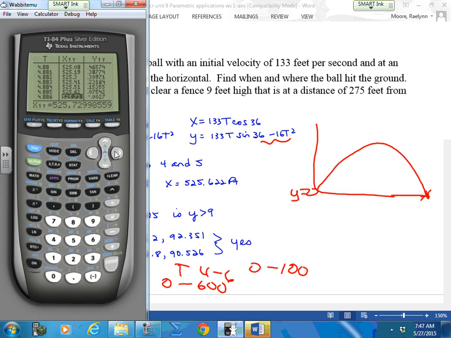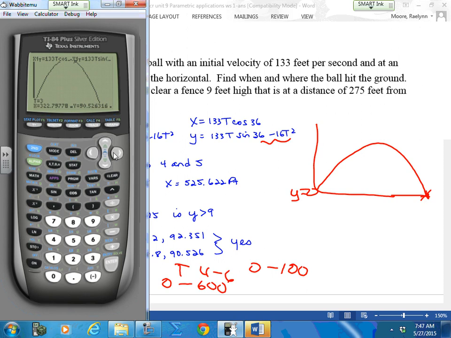So you have a number of ways to do this. Go back and trace and see how close this x can get to 275. Look, here's your x at 268. Here's your x at 322. Look at your y. Is it greater than 9? It's 90. So does your ball clear a 9-foot fence? By far.